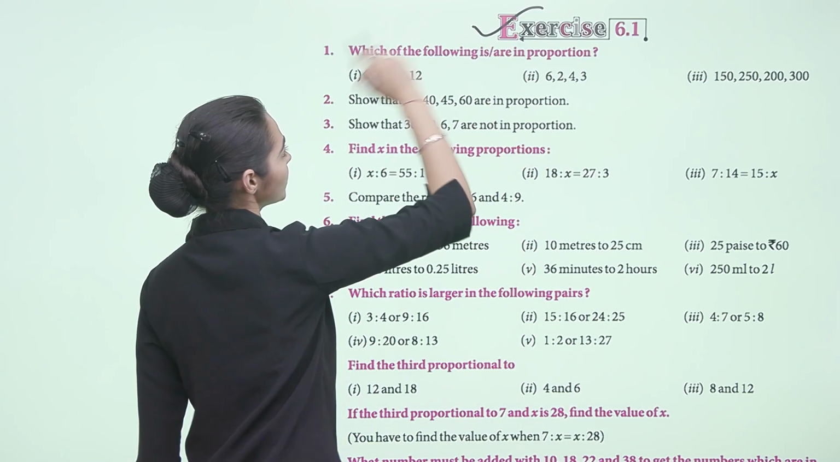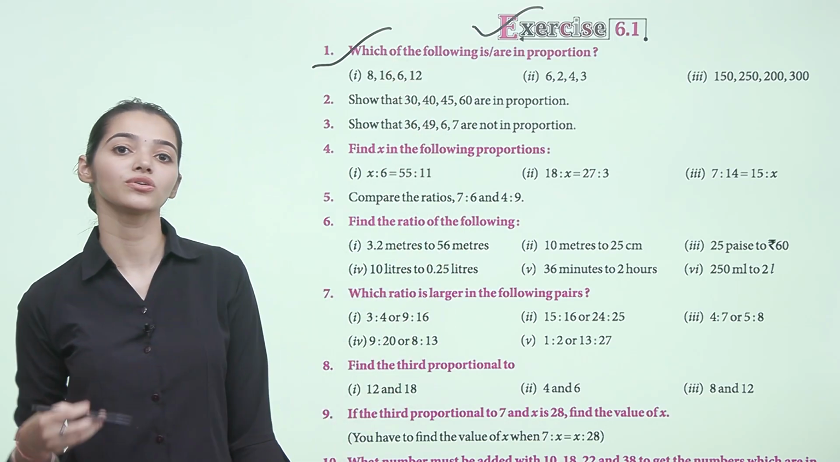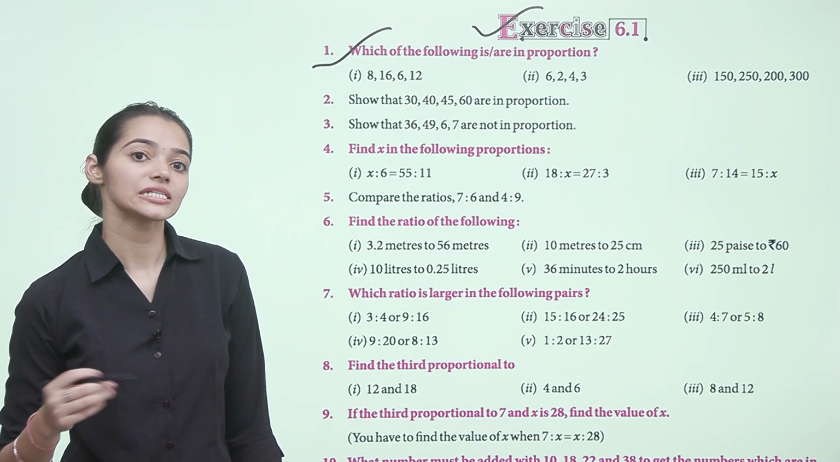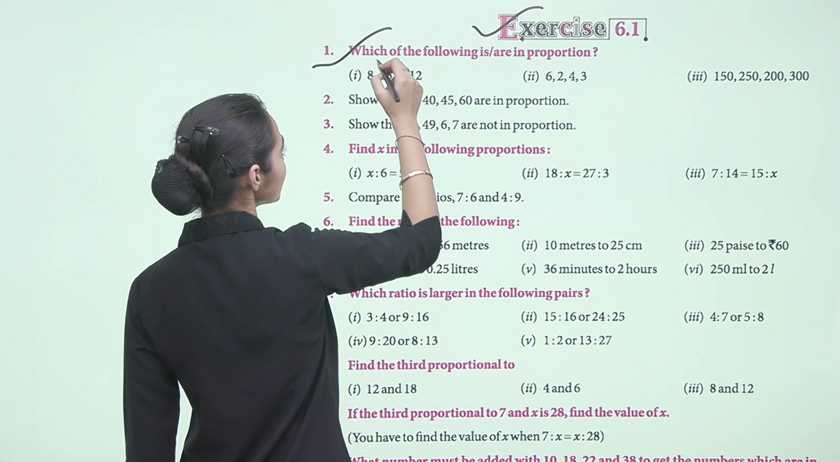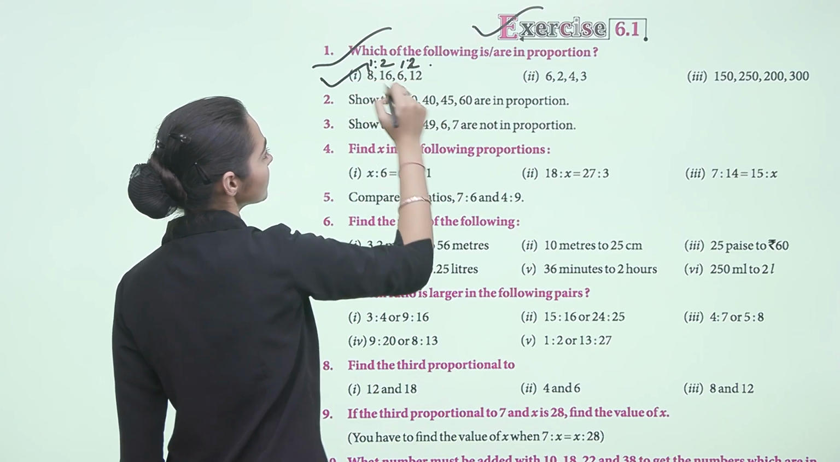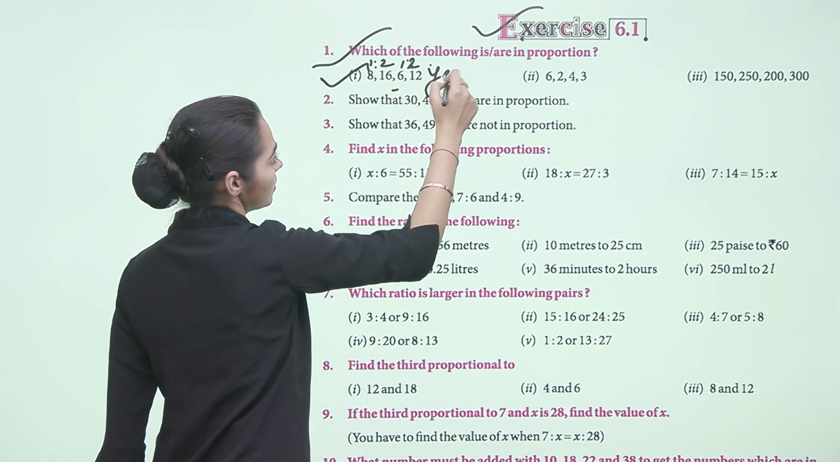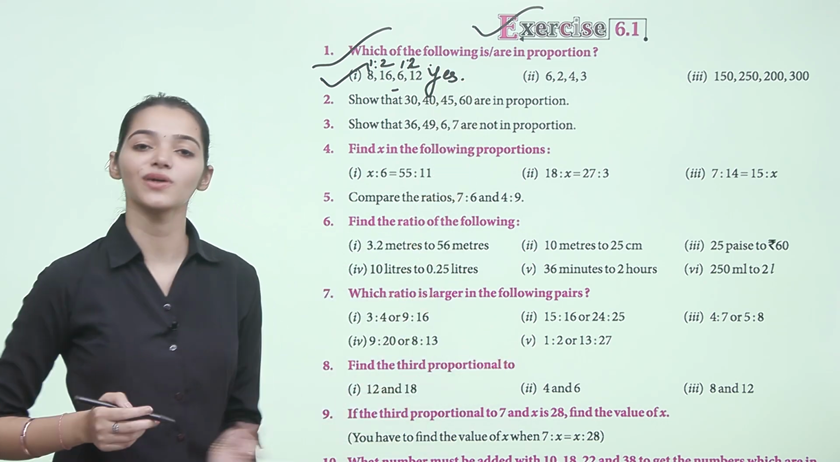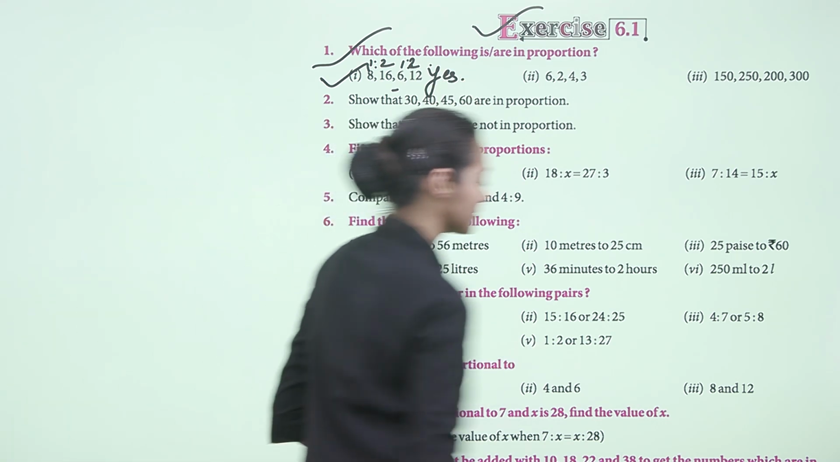Let's start the exercise 6.1. In the first one, which of the following are in proportion? 8, 16, 6, 12. So 8, 16 is 1 ratio 2. This is again 1 ratio 2. So yes, they are in proportion. That's how you can solve the remaining ones.